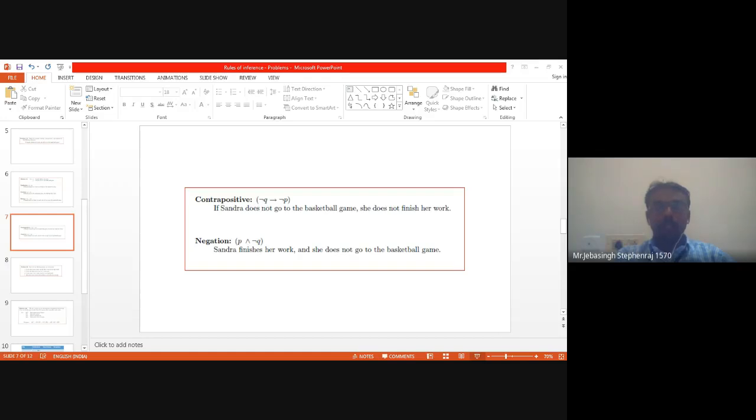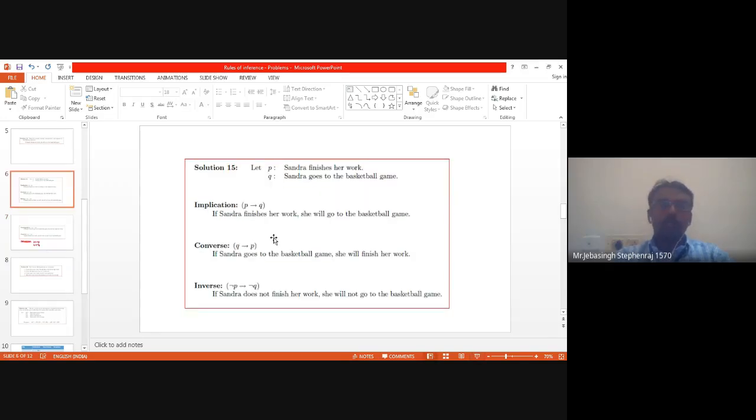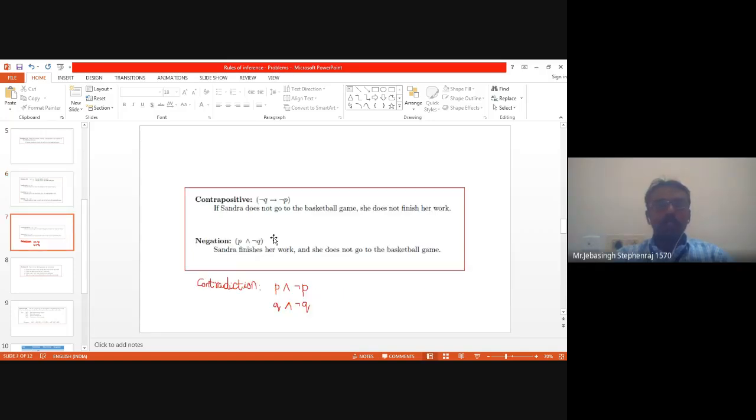So for the given implication statement, the contradiction could be either P and negation P, or Q and negation Q. Either of them can be considered a contradiction of the given statement. So are you able to understand how, for a given conditional statement, you can find the converse, inverse, contrapositive, negation, and contradiction, all those things?